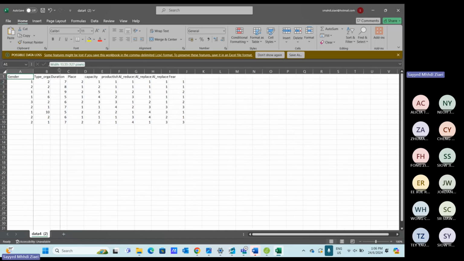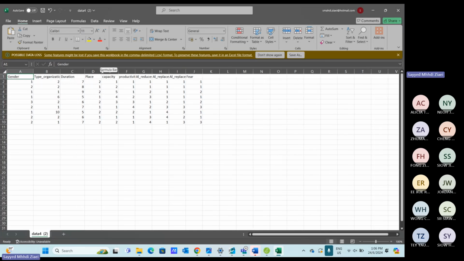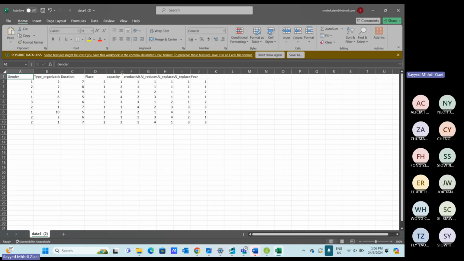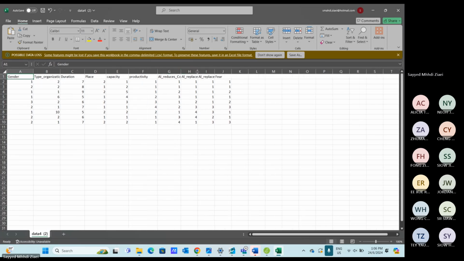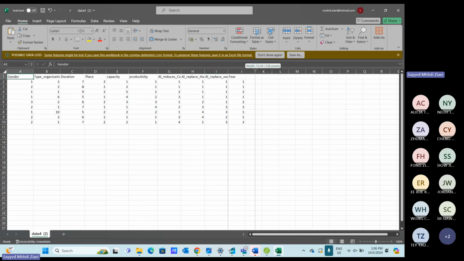So the data has been collected based on the answers of 10 respondents. For your study, you can use the pilot test, at least 30 to 40 respondents, but here we just have 10. So we have gender, type of organization, duration, how many years, place, which department, capacity, productivity, impact of AI, and performance, which I just put as productivity. For efficiency, I put AI reduces cost.